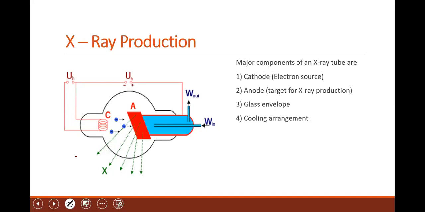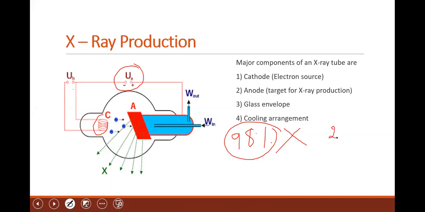Next. Between the anode and cathode, a high voltage battery is connected. And in order to heat the filament of the cathode, a very low voltage battery is connected. Around the glass envelope, a heating cooling arrangement is made, because during this mechanism a lot of heat is generated. Students, one more point I've forgotten here. Of the energy supplied, there is a wastage of 98 to 99 percent as heat energy. The wastage is more. Hardly 1 to 2 percent of energy is converted to X-rays, students. Hardly 2 percent.